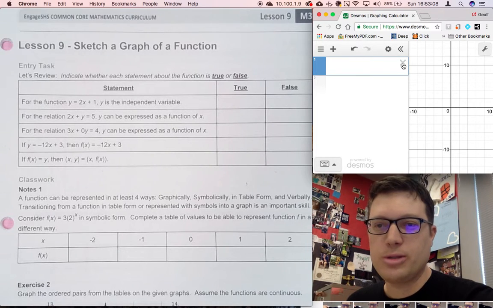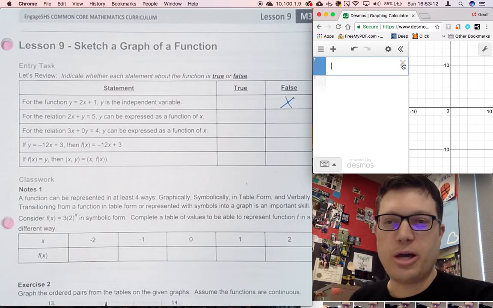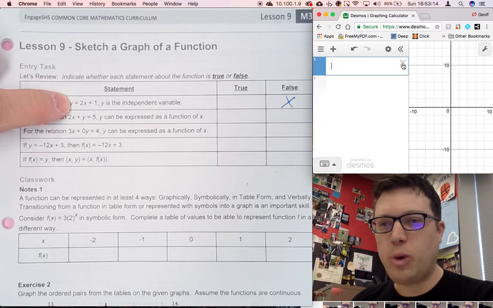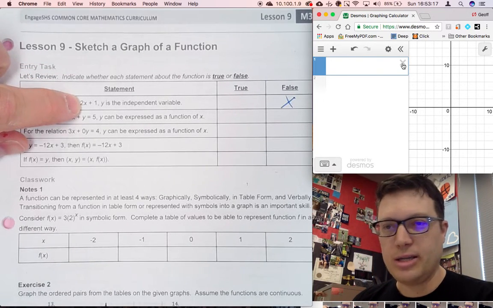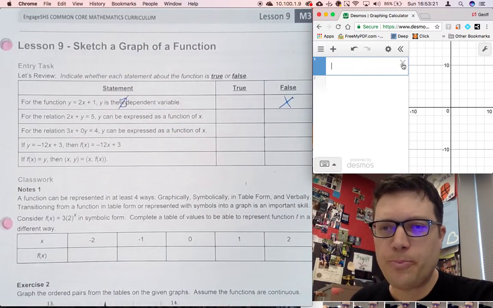All right, enough talking. So in the entry task, to indicate whether a statement is true or false: for the function y equals 2x plus 1, y is the independent variable, that's false. It's false because this function, this y equals, depends on whatever x is. So y is the dependent variable.